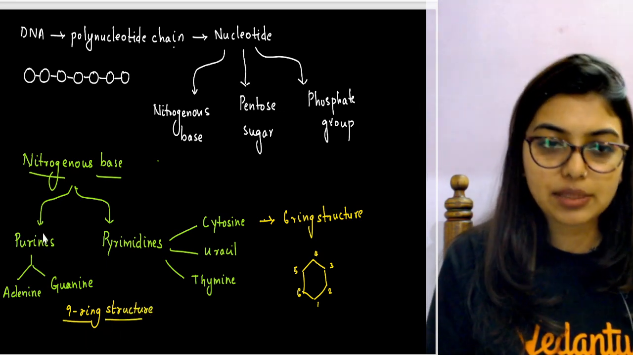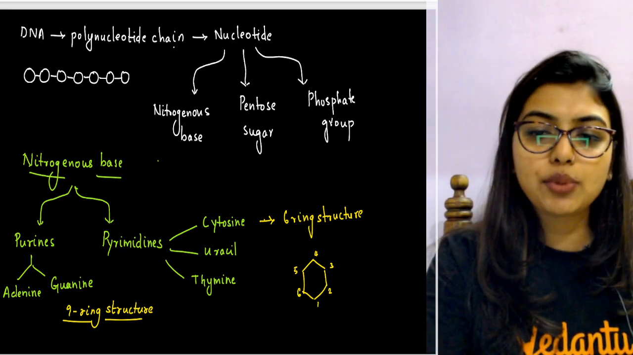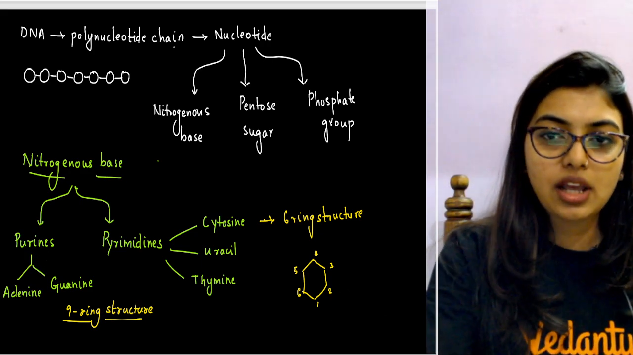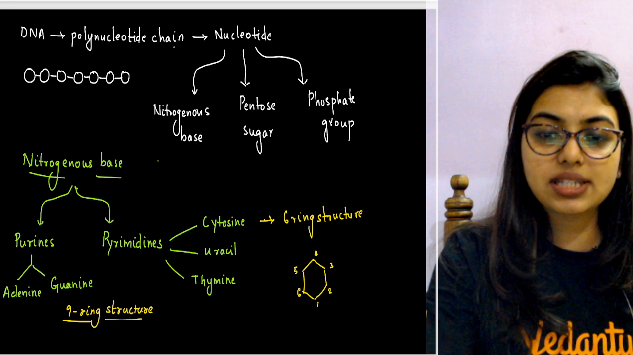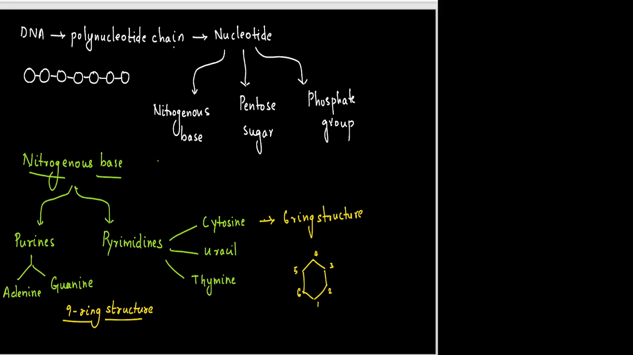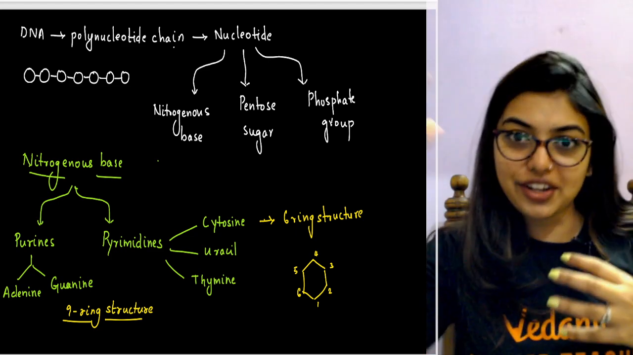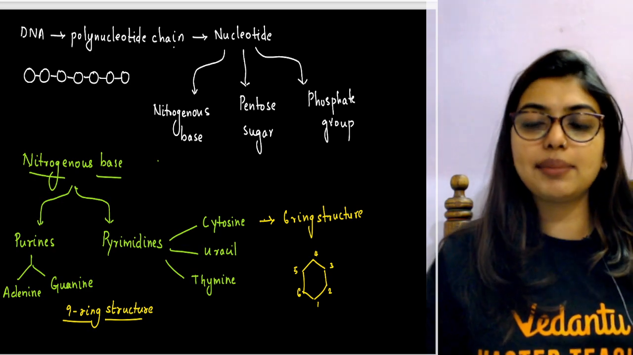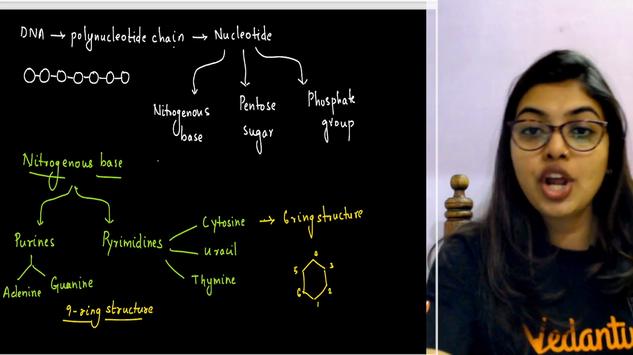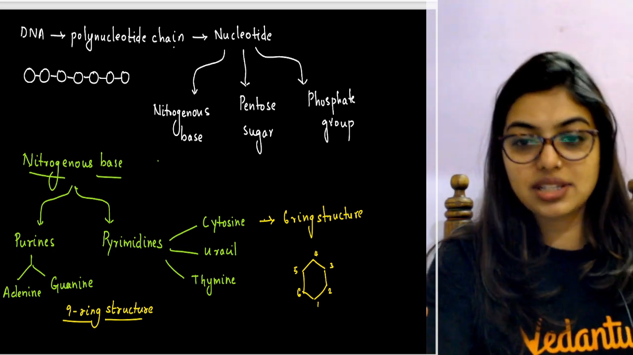Why, I'll tell you. Purine is a small name, but pyrimidine is a long name. But still, the name and the ring do not matter at all. Purine is a small name, but the ring is a 9-ring structure. Pyrimidine is a big name, but it is only a 6-ring structure. So do not judge a book by its cover.